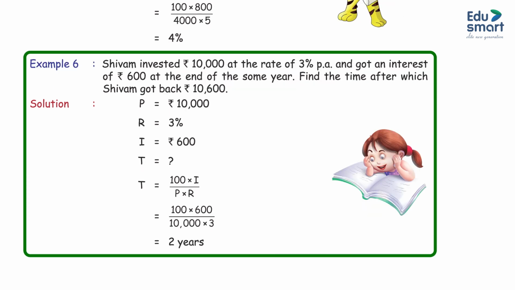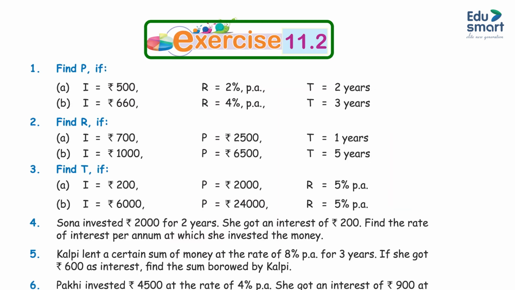Example 6. Shivam invested rupees 10,000 at the rate of 3% PA and got an interest of rupees 600 at the end of some years. Find the time after which Shivam got back rupees 10,600. Solution: P equals rupees 10,000, R equals 3%, I equals rupees 600, T equals 100 into I upon P into R equals 100 into 600 upon 10,000 into 3 equals 2 years. Exercise 11.2.